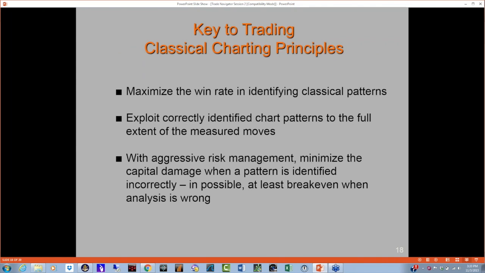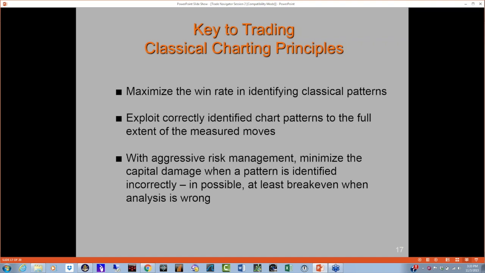So that's about it. I just want to thank you, just to kind of sum it up. We view the key to classical charting principles is we want to maximize the win rate in identifying classical patterns. The way we do that: look at weekly charts, ignore diagonal charts, look at horizontal charts, make sure charts are clean, not subject to multiple interpretations. We can look at a chart and say, okay, we know what it is.